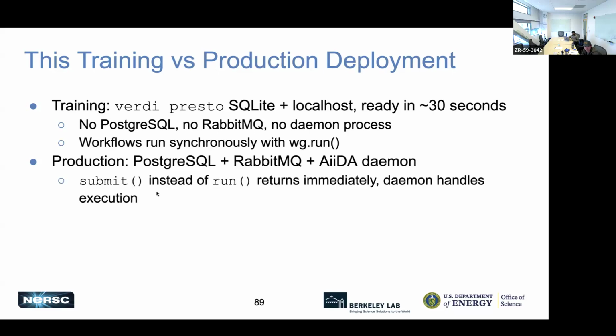So if you were running things in production instead of with this quick SQLite, then you would be using submit instead of run, and that's the asynchronous way of injecting workflow information into this ecosystem. And it submits it, and the actual AiiDA daemon and those other pieces of infrastructure are what would take care of the workflow after the submission.